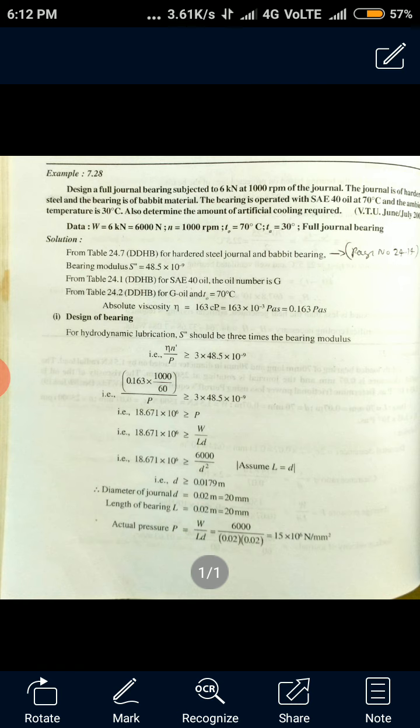last problem. Design a full journal bearing subjected to 6 kilonewton, so W equal to 6 kilonewton, at 1000 rpm of the speed. Journal is of hardened steel and bearing is of Babbitt material. Till now he has not mentioned the material for a journal and a bearing, but in this problem the material for a journal is hardened steel and bearing is of Babbitt material.